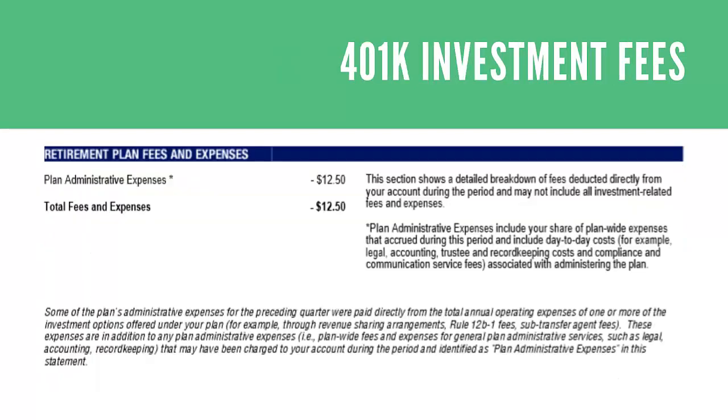Next, we're going to look at 401k retirement plan fees and expenses. Everyone's always asking, what am I paying for my 401k? First, we're going to look at some of the fees and expenses from your statement. This section shows a detailed breakdown of fees that were directly debited from your account during the period. These were listed in the above chart as plan administrative expenses. This is your share of expenses that everyone in your plan pays. These normally include day-to-day costs to run the plan, such as legal, accounting, trustee, and record-keeping costs.